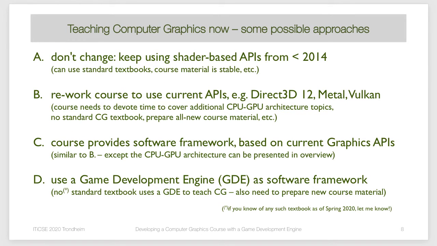So the question is, what do we do? We either don't change and we keep using standard shader-based APIs from before 2014, or we rework our class to use the current APIs, Direct3D 12 and so on, devoting additional class time to cover architecture topics, CPU, GPU, and so on. We could, of course, write an entire software framework based on the current APIs and present that architecture in an overview, but we could just use a GDE as a software framework, and the GDE does all that work for us.